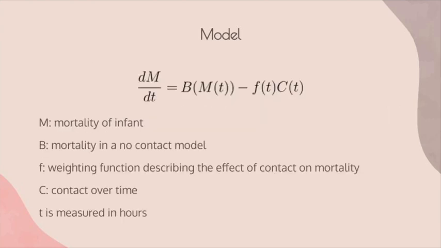So here we have the differential equation that is our model. We have M being the mortality of an infant. B is the mortality in a no contact model, so we could say that's the base rate of mortality. Then we have F being some weighting function that describes some effect of contact on mortality. C is our periodic contact function over time. Finally, time is measured in hours.